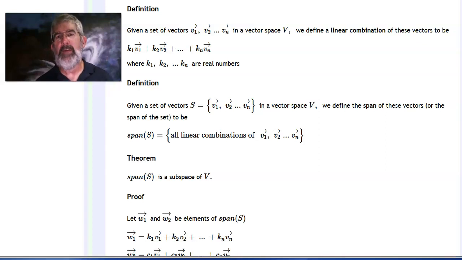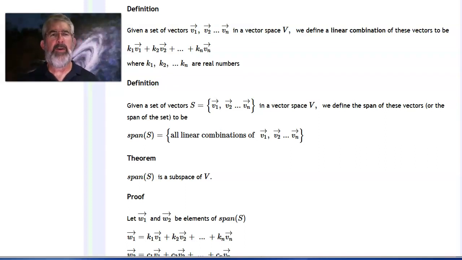So given a set of vectors, v1, v2, all the way up to vn, in a vector space V, we define a linear combination of these to be k1 v1 plus k2 v2 plus all the way up to kn vn, where all those k's are real numbers, right? A linear combination I think of as a sum of multiples. Each one of the v's gets multiplied by a constant, and then they all get added together. So it is a sum of multiples of the v's, right?